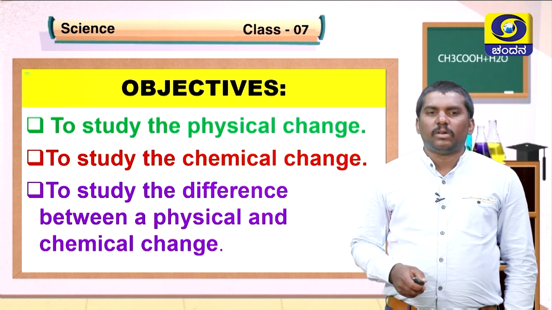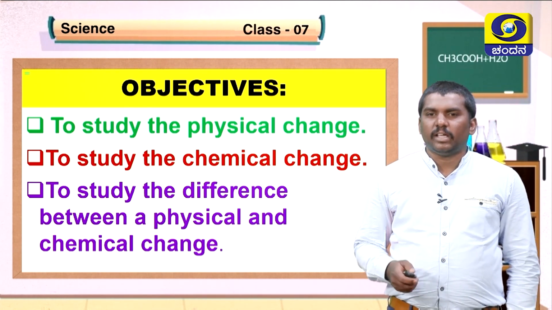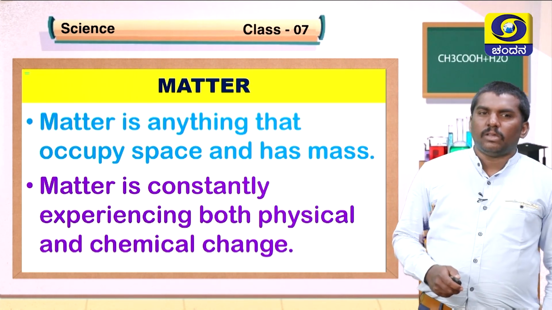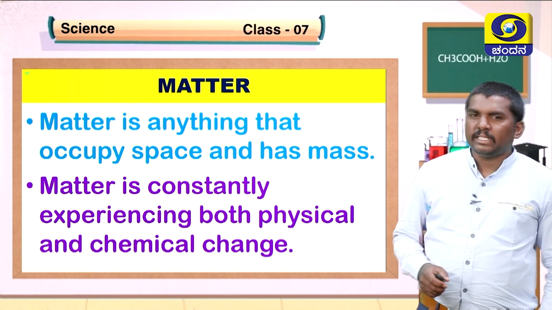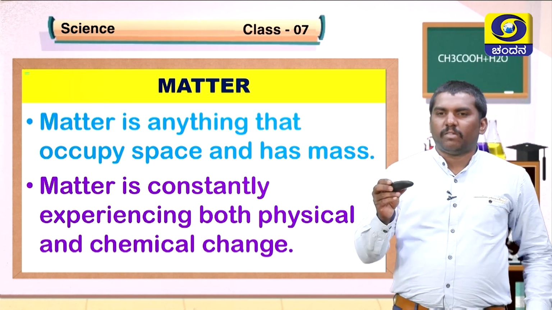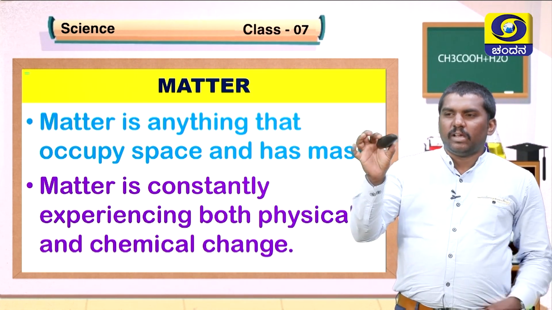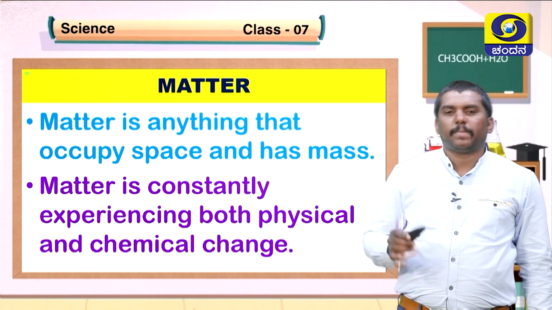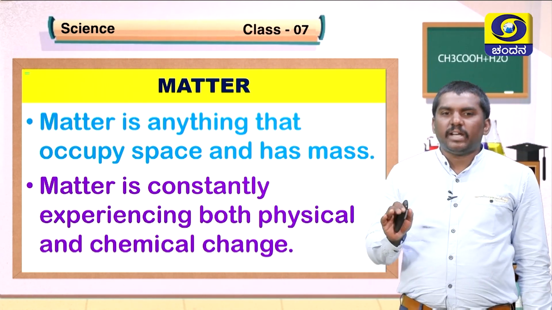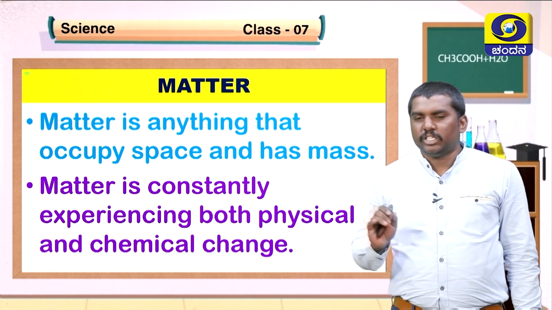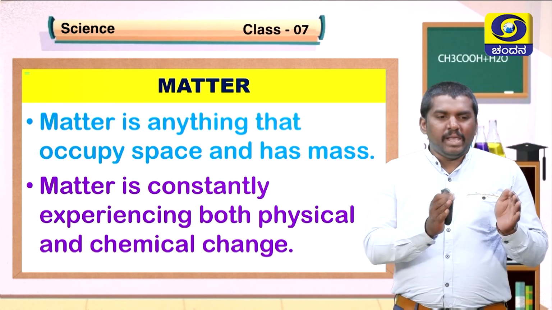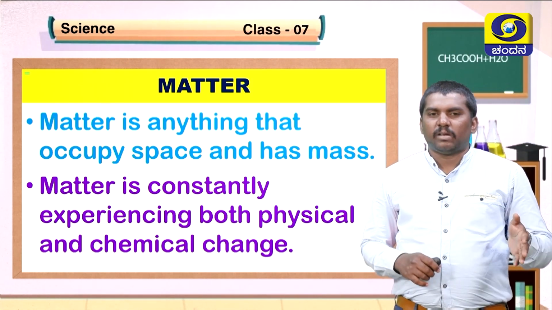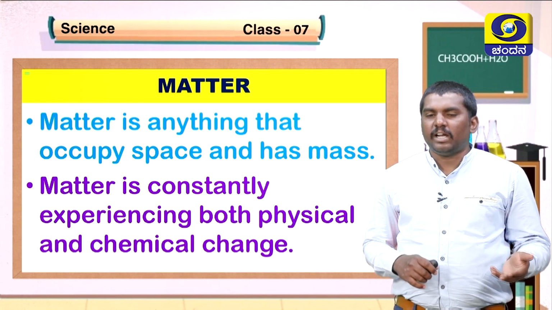Objectives of this chapter: to study the physical change, to study the chemical change, to study the difference between a physical and chemical change. Students, you know about matter. Matter is anything that occupies space and has mass. For example, it is a matter because it has certain mass and it occupies space. So, we can say that this is a matter, and matter is constantly experiencing both physical and chemical change. As I already told you, milk is a matter, it gets converted into curd. So, like this, any matter is constantly experiencing both physical and chemical change.